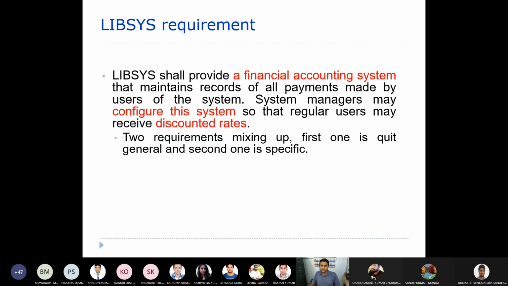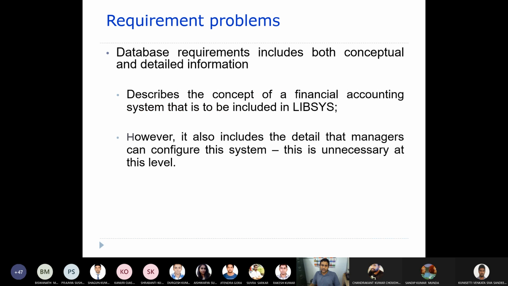You can think of the same thing again here. From the database requirements point of view, usually you need to have a conceptual as well as detailed information. You need to have conceptual database design requirements as well as some detailed information about the database.